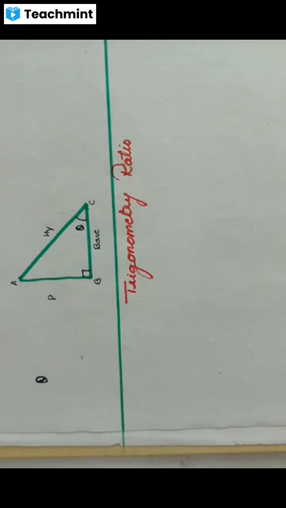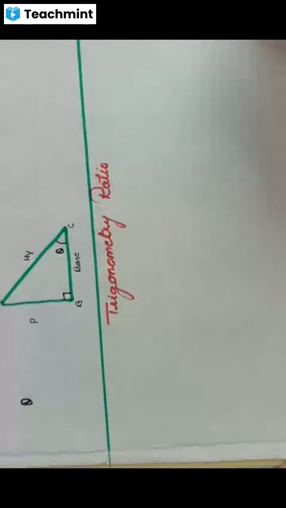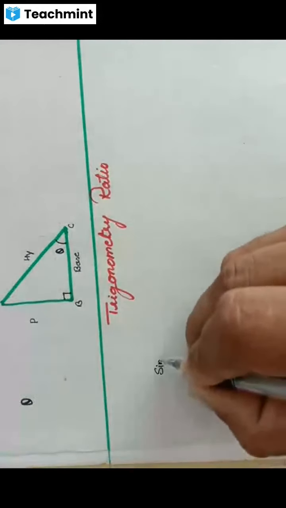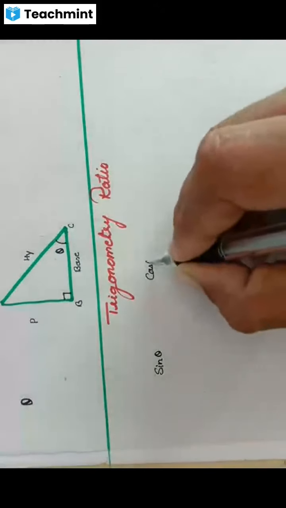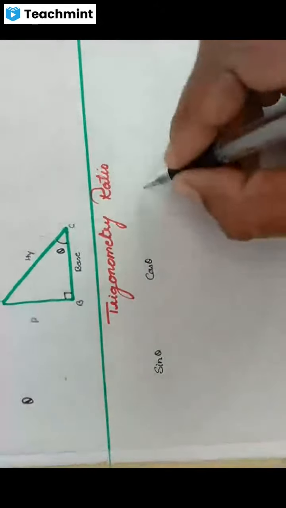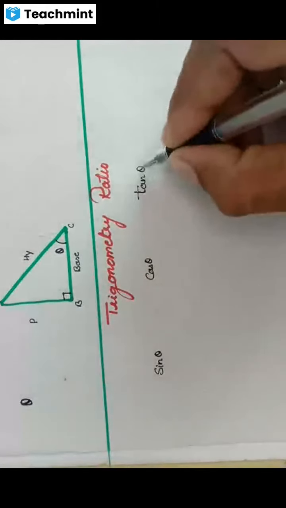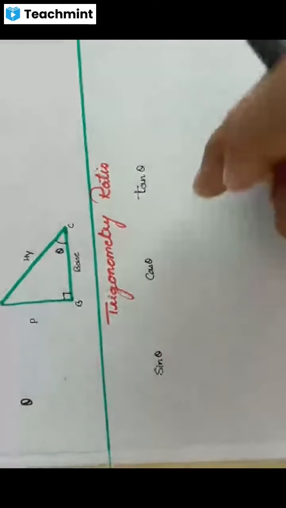Before telling you the ratio, first of all I would like to tell you the three pillars of trigonometry, that are named sine, cos and tan. The first pillar is sine theta, another is cos theta, where theta is the angle, and the third is tan theta. Three names are there: sine, cos and tan.